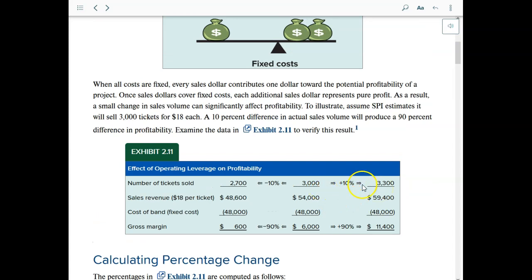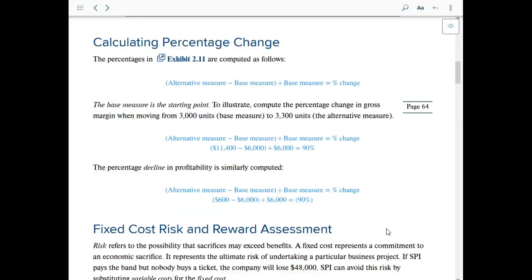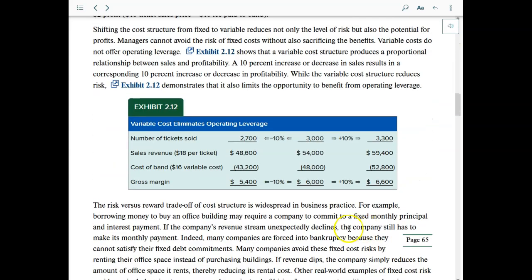Here, revenue went up 10%. Only fixed cost, they don't go up. The profit, the gross margin here went up 90%. If you have all variable cost, look what happens. Your profit only goes up 10%. It's not as risky, but the leverage isn't there. Your profits are not going to go up as high.